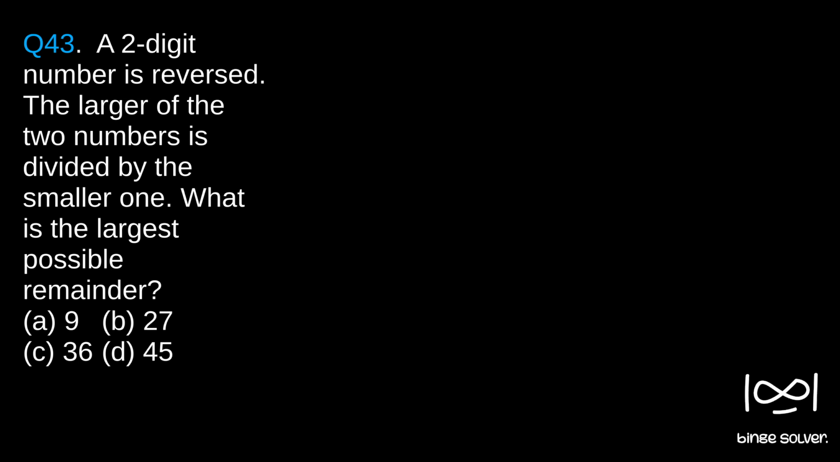So we have a two-digit number, say xy. On reversal, we get yx. And say xy is the larger among the two numbers. So xy is divided by yx, and we get a remainder, say r. That implies xy is equal to p times yx plus r, where p is an integer. xy is in this form and r is the remainder.